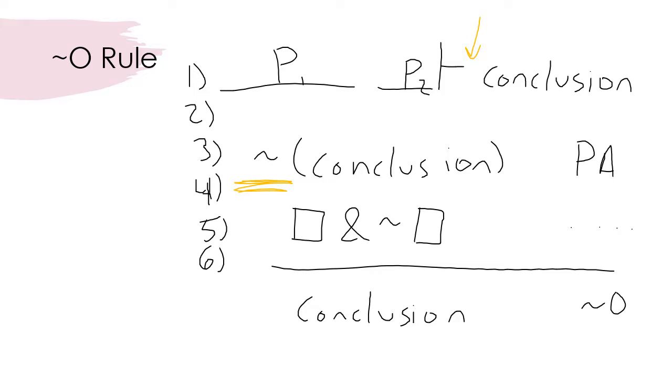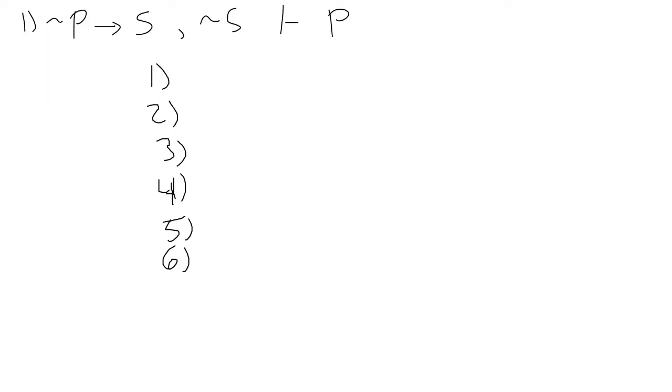So you make the opposite assumption of the conclusion. You look to derive a contradiction, and then you can tilde out on your PA that you made earlier in the proof. So let's do a couple of practice problems, and it should make some good sense from it. This first problem is relatively easy when it comes to the tilde out rule.